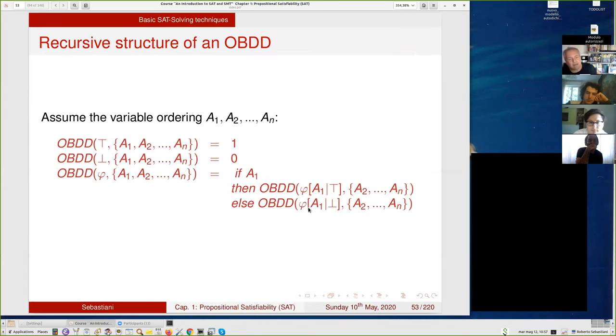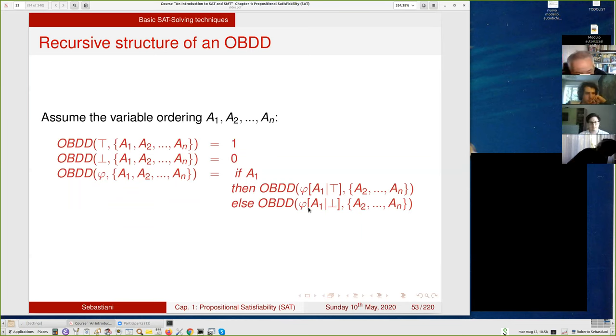Okay, what is an OBDD from a recursive viewpoint? An OBDD of a formula can be defined recursively as follows. The OBDD of true is node one, which means the OBDD of every valid formula is node one. The OBDD of false is node zero.